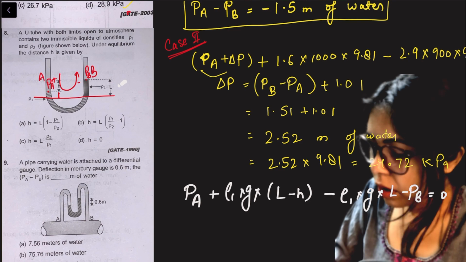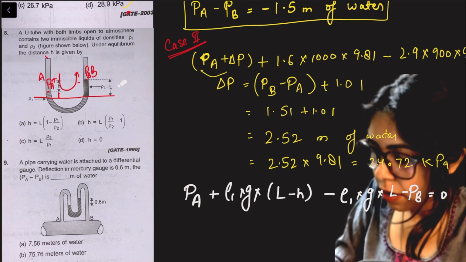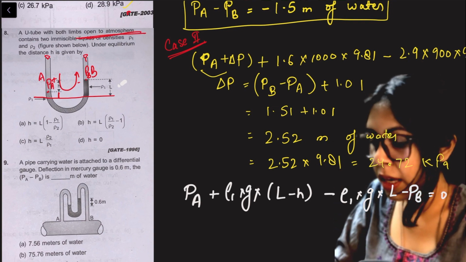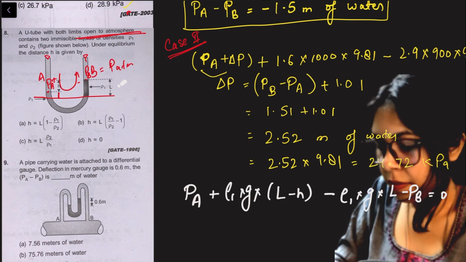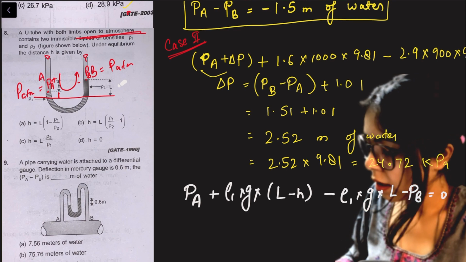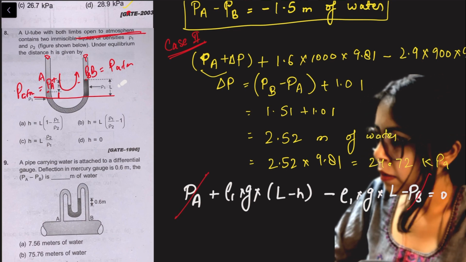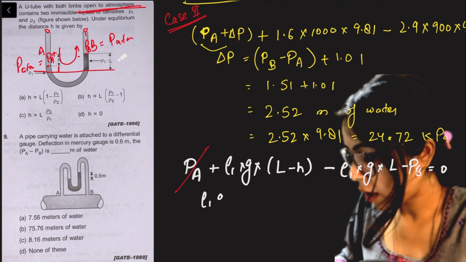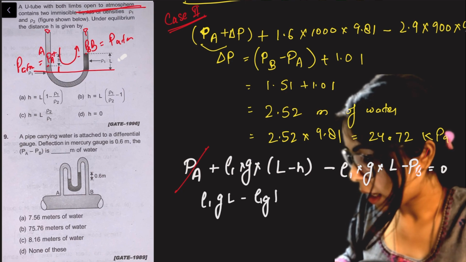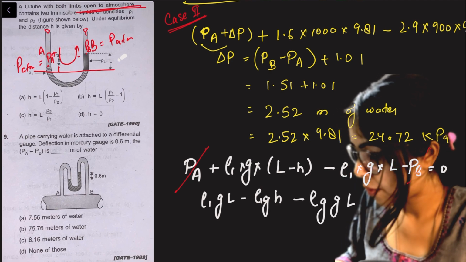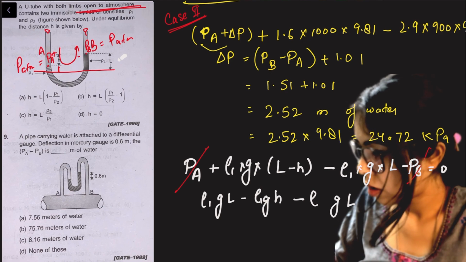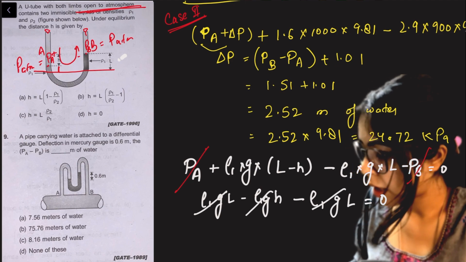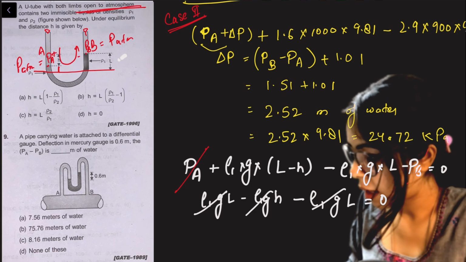See, both the limbs are open to atmosphere, right? It is given here. If open to atmosphere, atmospheric pressure will be same. So PA and PB is nothing but P atmosphere. So by this, can I cancel this PA and PB? Plus minus P atmospheric will go, and I will be left with this much. So rho 1 G L minus rho 1 G H minus rho 1 G L equal to 0. From every term, I can take it common and I can cancel it out. So I get left with H.